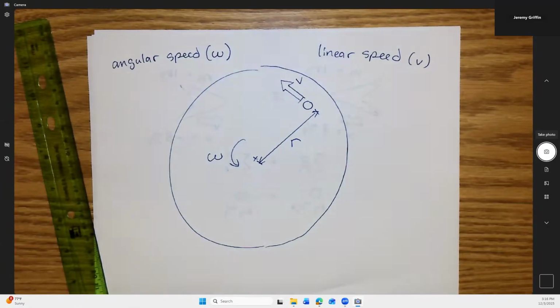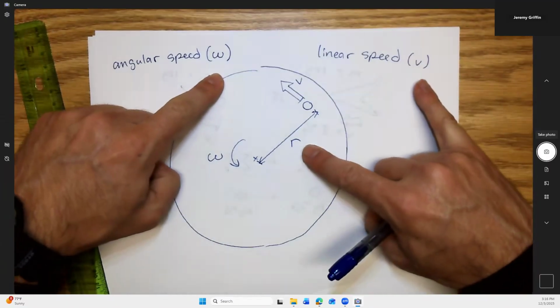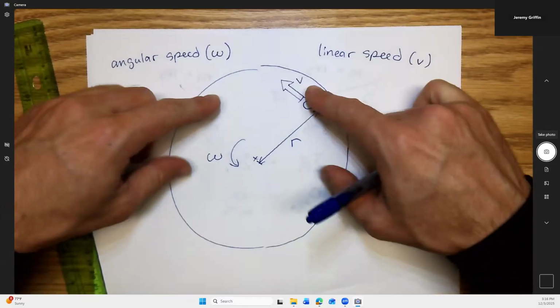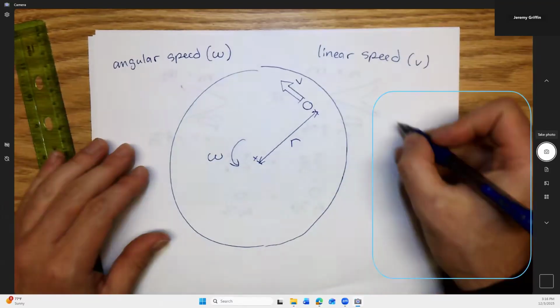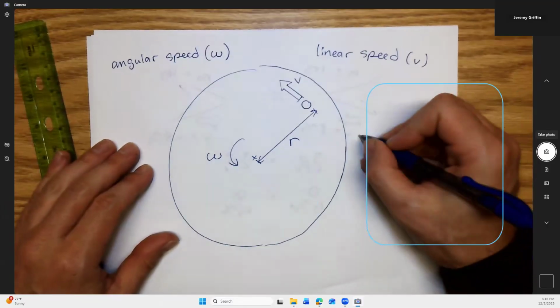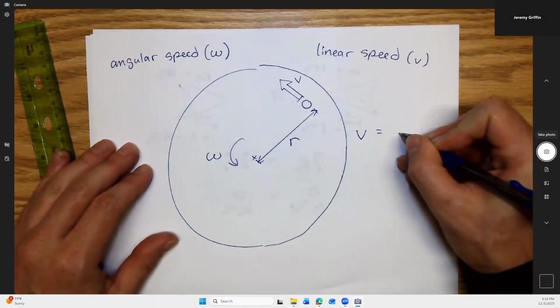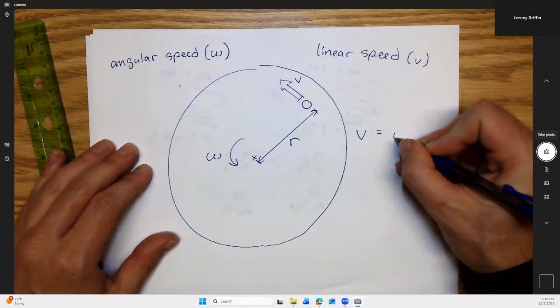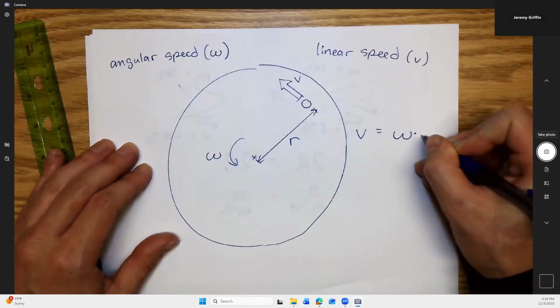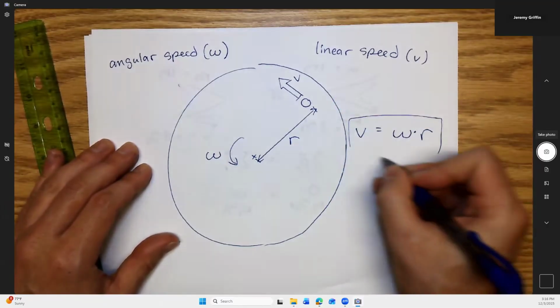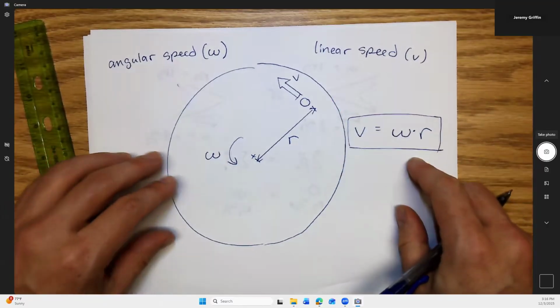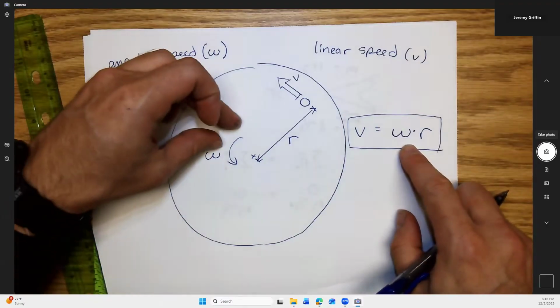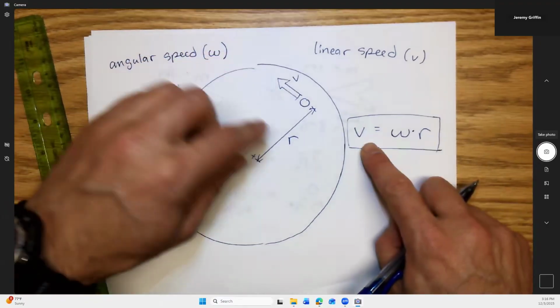All right, now let's put it all together. What is the relationship among these three variables I just wrote down, this V, this omega, and this R? How do you write them all in one expression? V is equal to what? Omega times R. Or R times omega, you could say too. So if you know how fast it's rotating and you multiply by the distance from the center, that'll tell you how fast it's going.